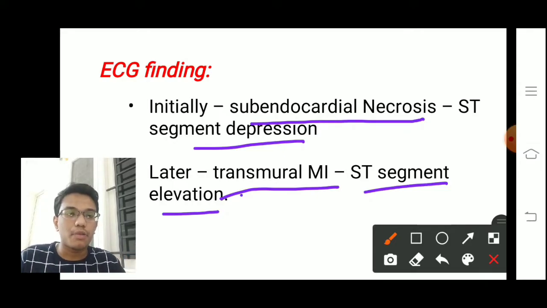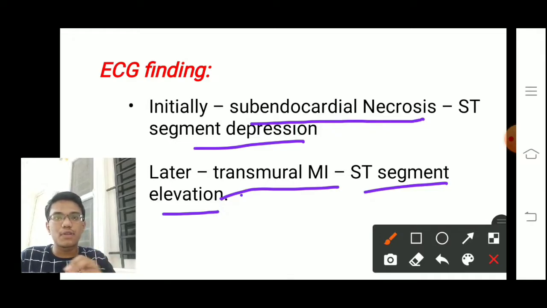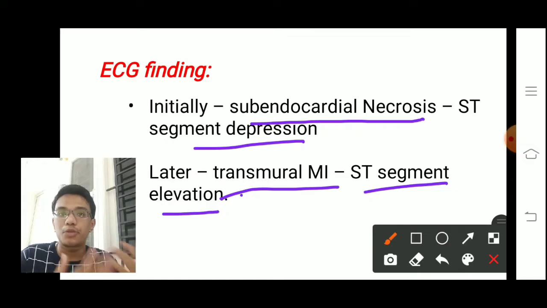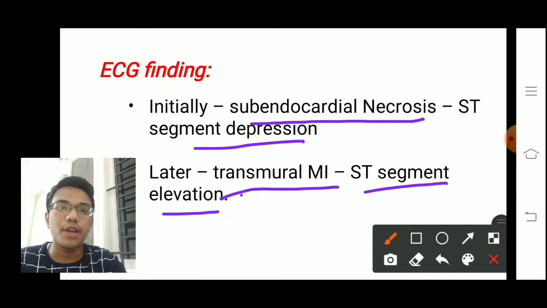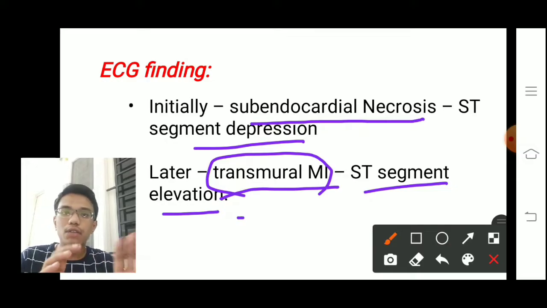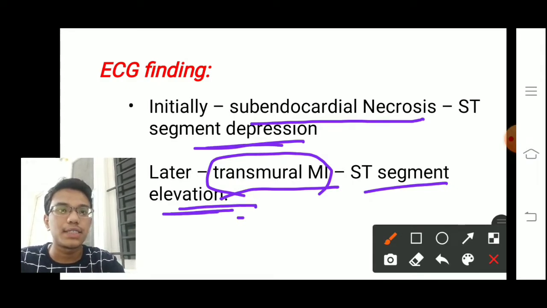But practically this is not possible. If the patient develops chest pain initially, it will not be sudden, he will develop it slowly. At that time subendocardial necrosis will be minimal. At that stage he will not come to the doctor, he will not come to you, right? After he develops some severe chest pain or dyspnea, he will come to your clinic. At that time you will mostly find transmural MI, so only ST segment elevation will be present. So if anybody asks you what the ST segment finding is in MI, you should say one and only ST segment elevation. Don't say ST segment depression.